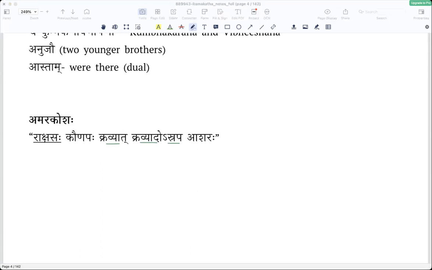Kaunapaha, I don't know. Kunapan means corpse, kunapa is also corpse. Kaunapaha is a corpse, shavam bhakshayati iti. Asharaha, ashrunotiya, himsayam. Doesn't make sense. Actually, punyajana nairrita yatudana. By this definition, all non-vegetarians are shavam bhakshanoti.